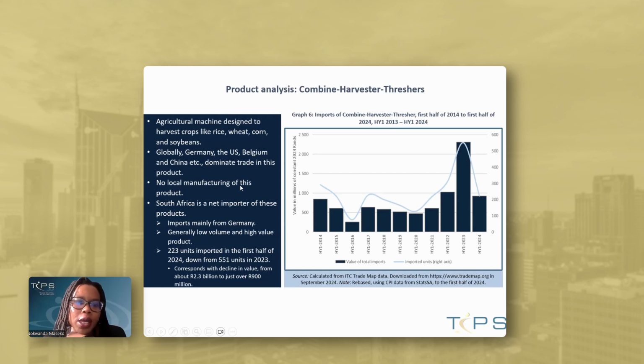South Africa is a net importer of this particular product. Most of the imports come from Germany.